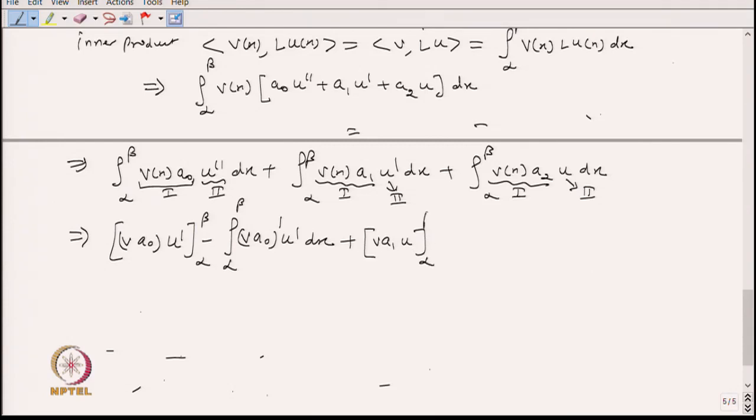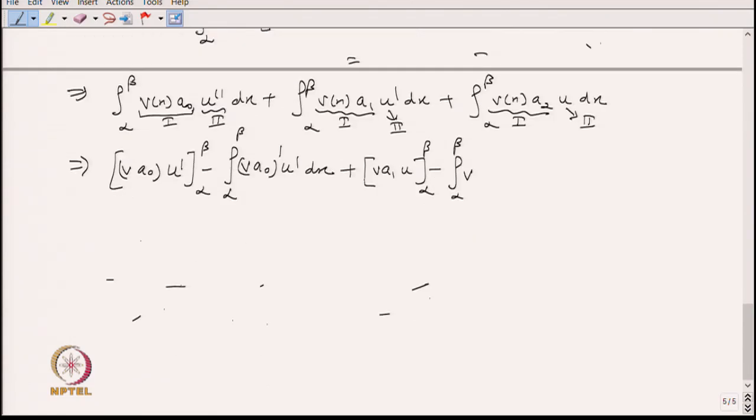So, I am taking the integral from alpha to beta of minus v A1 dash u. Now, I am applying the same integration by parts to this one. So, it will be v A1 u, taking the limit alpha to beta, minus the derivative of v A1 dash u dx, keeping this integral from alpha to beta the same. So, this is v A2 u dx.